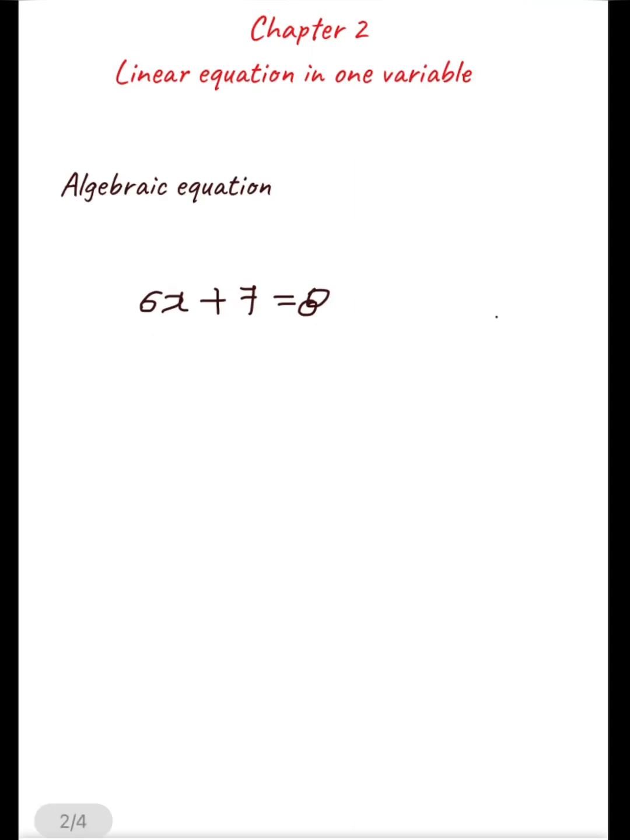Okay, now let's see what are the parts in an algebraic equation. I'll give an example. Suppose 6x plus 7 equals 0. Okay, suppose or 6x plus 7 equals 8. Okay, and you can see that this is a linear equation in one variable. Let's name each part of this equation. Okay, as you know, this x is the variable and this is the equal sign.